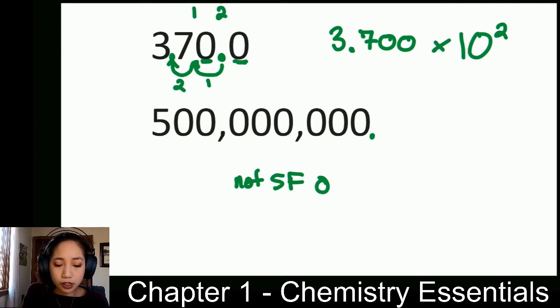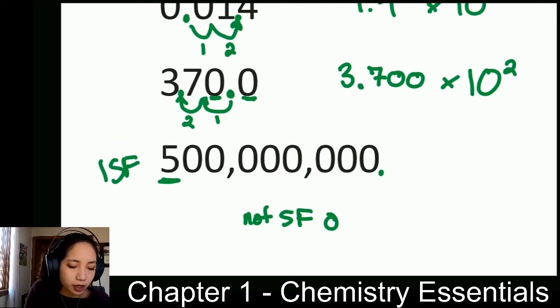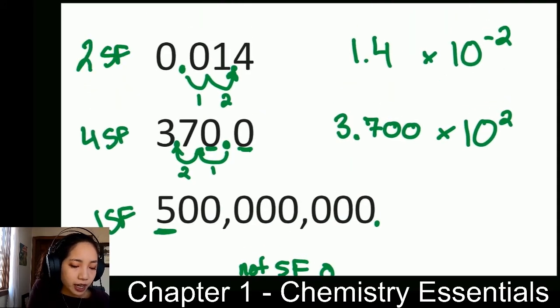All right, so since those zeros are not significant, the only significant number is 5. So this only has one sig fig. That previous number that we just did had 4 sig figs, and the first one we did had 2 sig figs. And so you see how we write it inside scientific notation. All of the significant digits are represented within that coefficient.